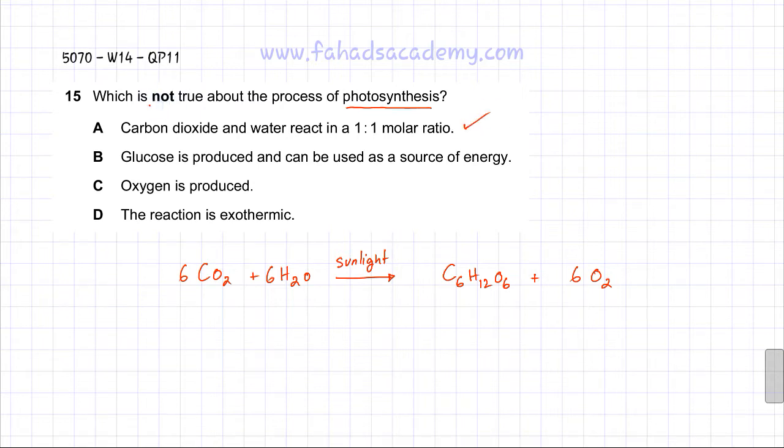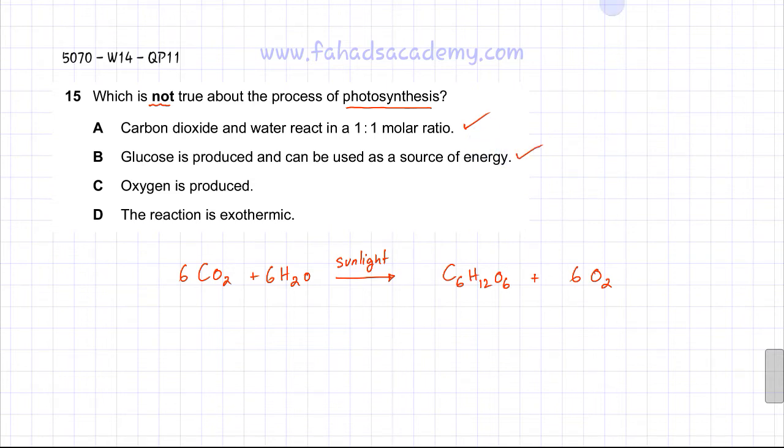We are basically interested in the statement which is not correct or not true. The second one is glucose is produced and can be used as a source of energy. So glucose is used as a source of energy. For example, humans eat glucose to produce energy. This glucose is used as fuel in cars as well. So this statement, option B, is also correct.